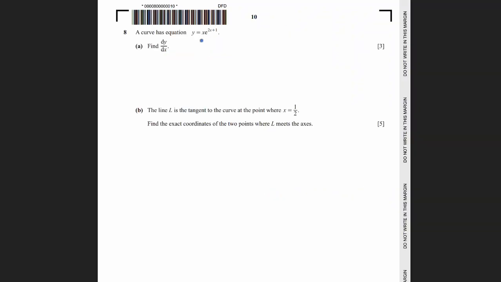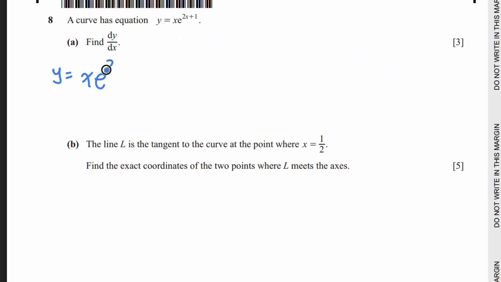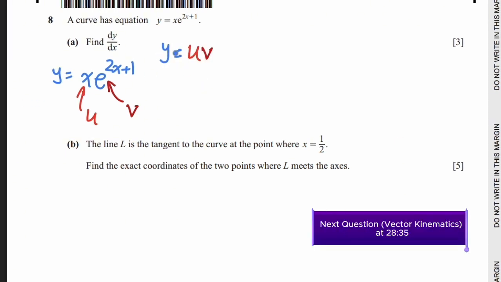Okay, now find dy/dx. What is our y? Our y is x e^(2x+1). Now I'm going to consider x as u and e^(2x+1) as v. So our y equals u times v. Now how do we differentiate a product like this?